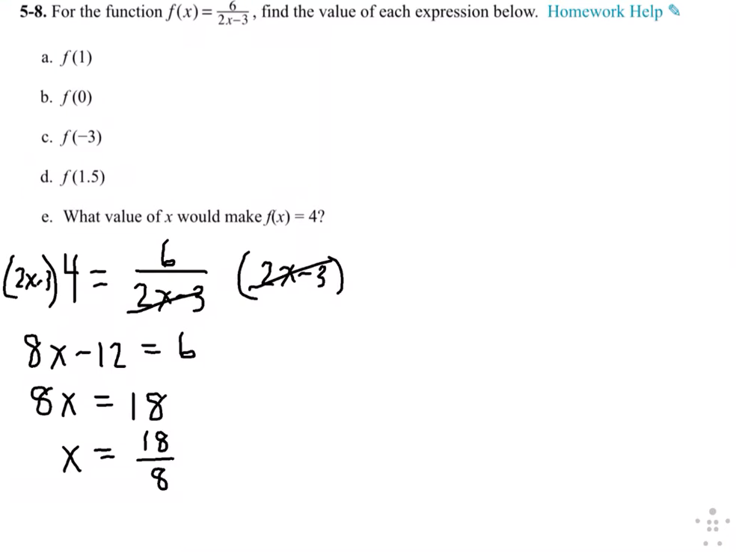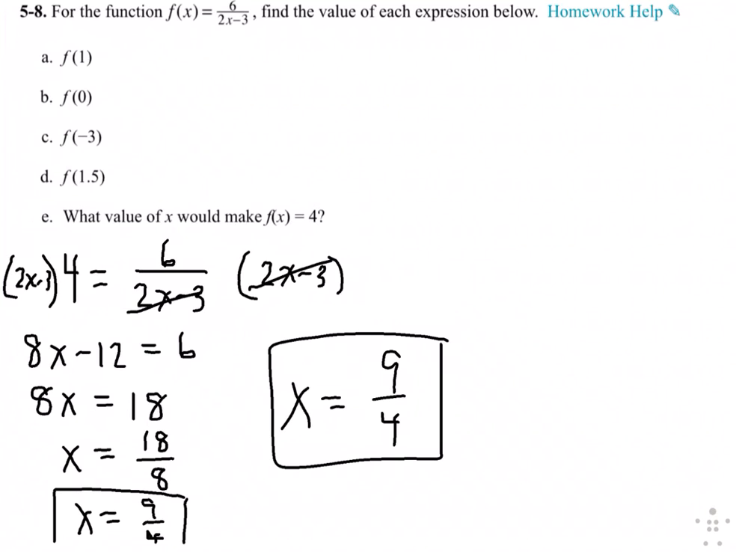But we can't leave 18/8, we have to reduce, so we get x equals 9/4. 9/4, that's right. That one isn't getting written nicely. Let's try again. 9/4. Okay, that's this. Here, I'll make it clear right over here. x equals 9/4 for E.